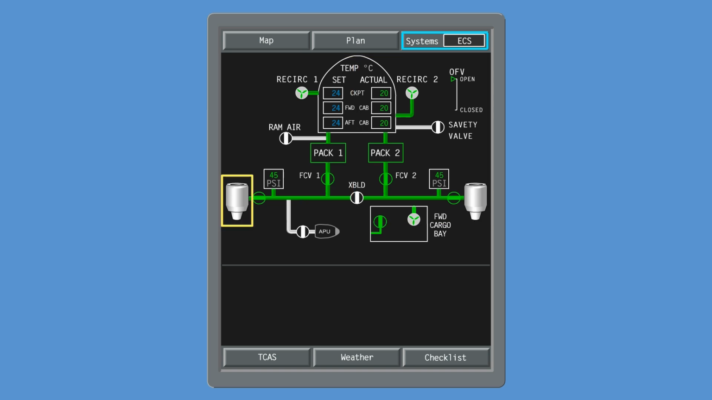The left engine normally provides bleed air to the left bleed manifold, and the right engine normally provides bleed air to the right bleed manifold. Each manifold supplies a dedicated ECS pack and the on-side anti-ice system.